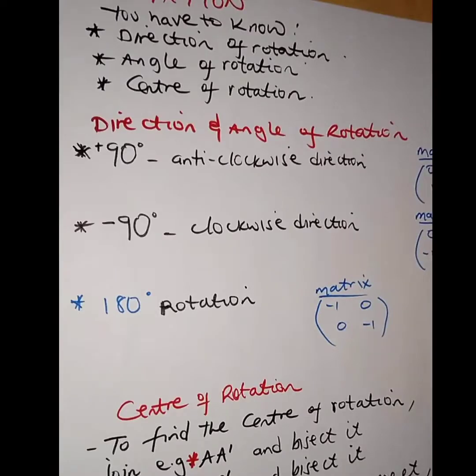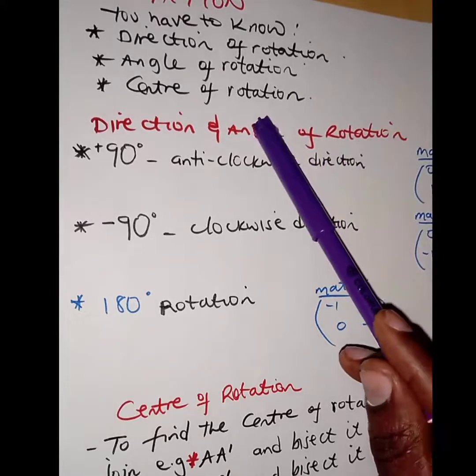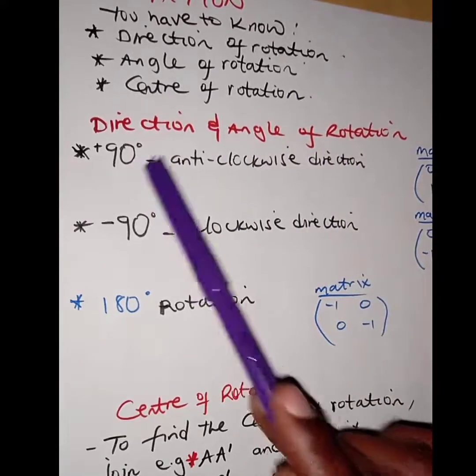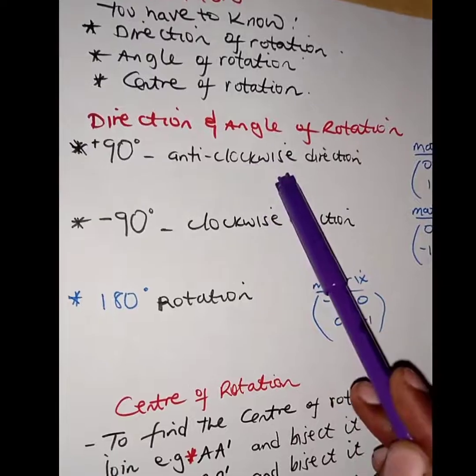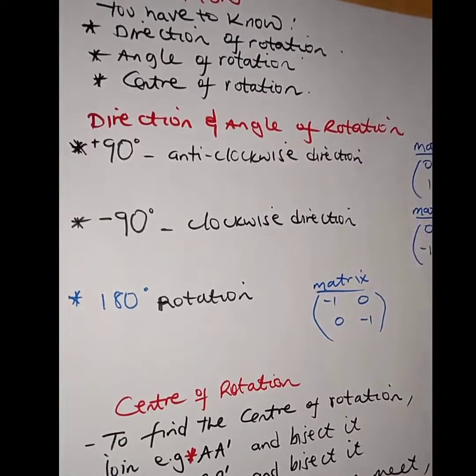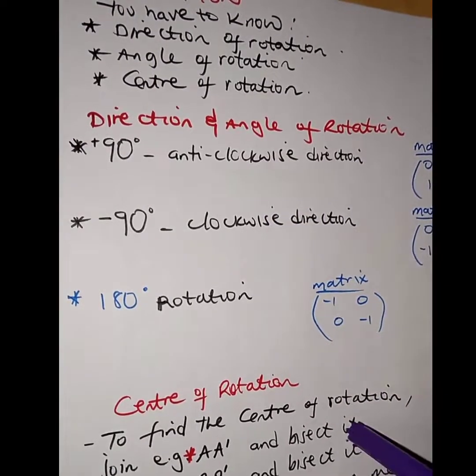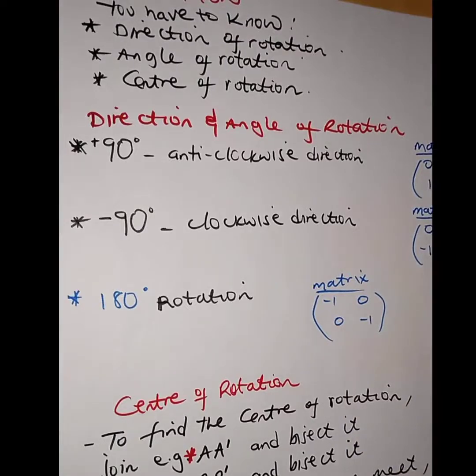So if under rotation you have been given a question to describe this transformation fully, you have to state that it is a rotation, 90 degrees for example, in the anti-clockwise direction, with the center maybe (0, 0) or (2, 0) or (3, 0). It means you have described that transformation fully.